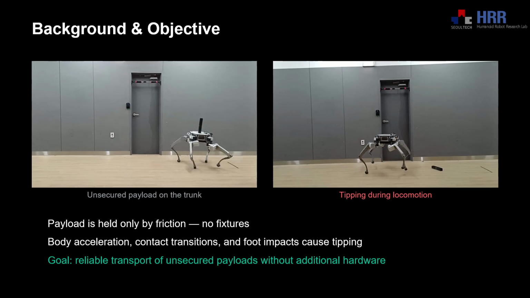The payload, however, is held only by friction, so trunk acceleration and attitude changes during locomotion cause it to tip over, and a fallen payload cannot be recovered. This study therefore proposes a control framework that transports an unsecured payload while suppressing tipping, without any additional fixture.